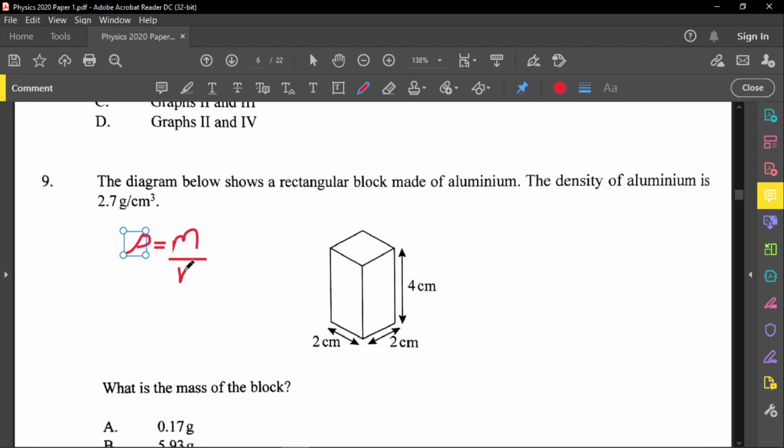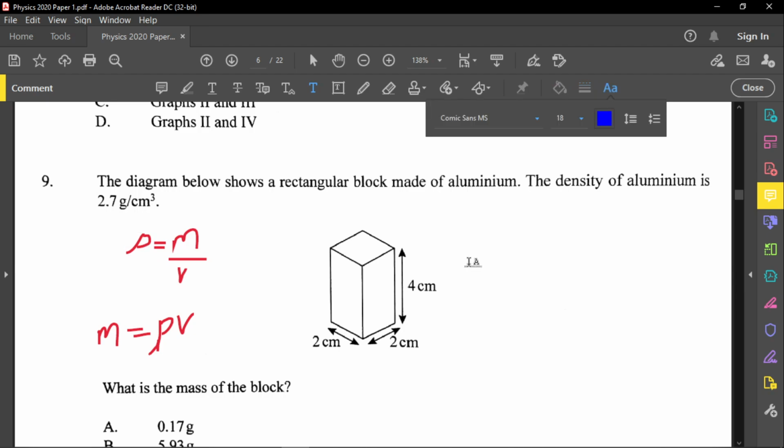Okay, but now we want to find mass. So to make mass the subject of the formula, we're going to say mass is equivalent to density times volume, okay? All right, so density times volume. And so to calculate this now, we already have our density. So let's find our volume real quick. So our volume here will be 4. So volume is equal to 4 multiplied by 2, which is 8, multiplied by 2, which gives us what? 16, right? So it will be 16 centimeters cube.